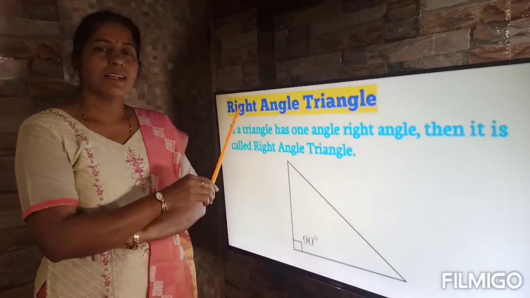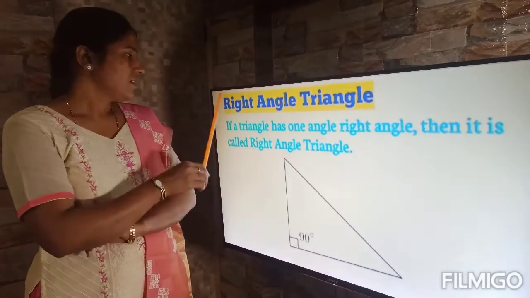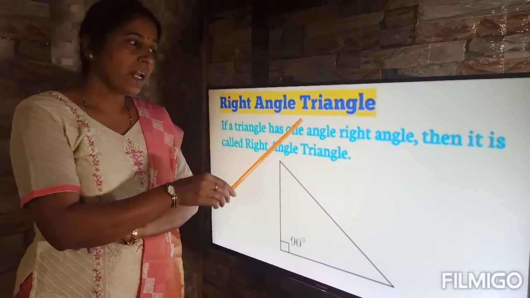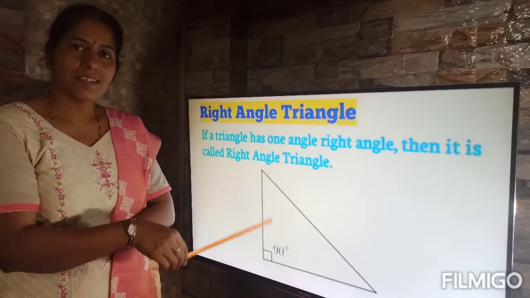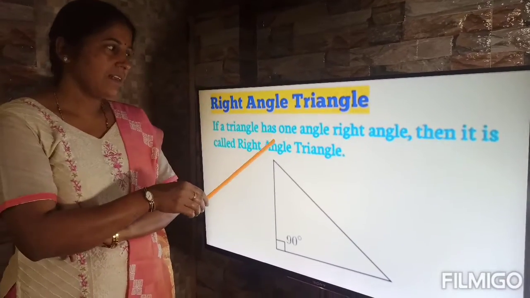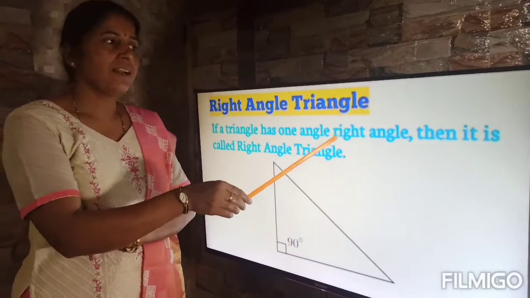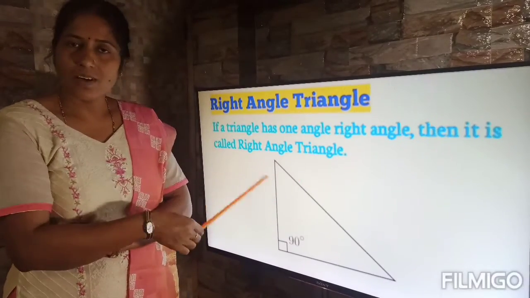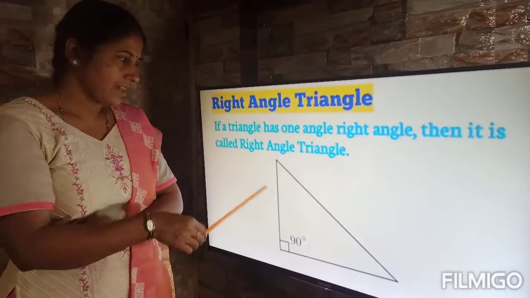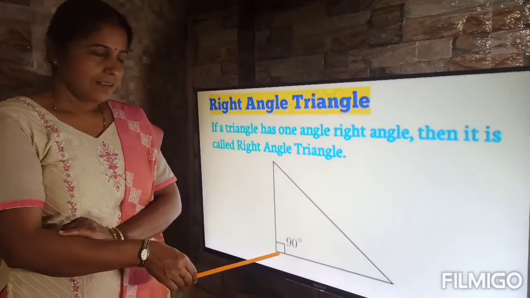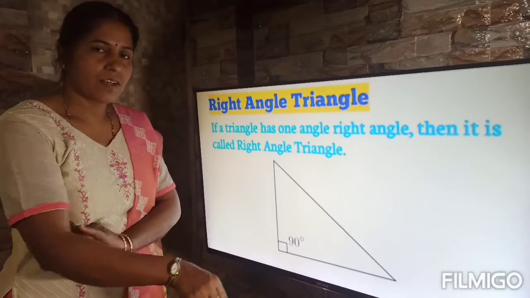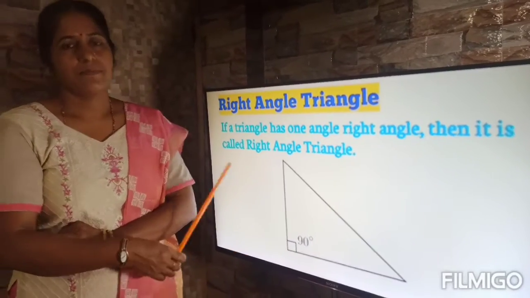Second one is right angle triangle. If a triangle has one right angle, then it is called a right angle triangle. See this one. In this triangle one angle is 90 degrees, so it is called a right angle triangle.